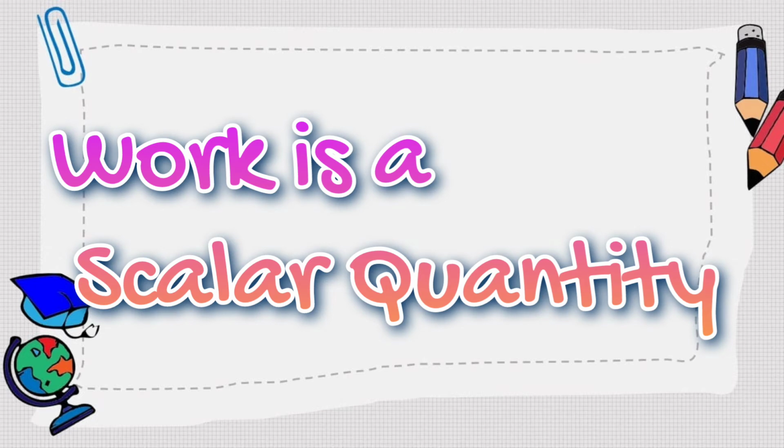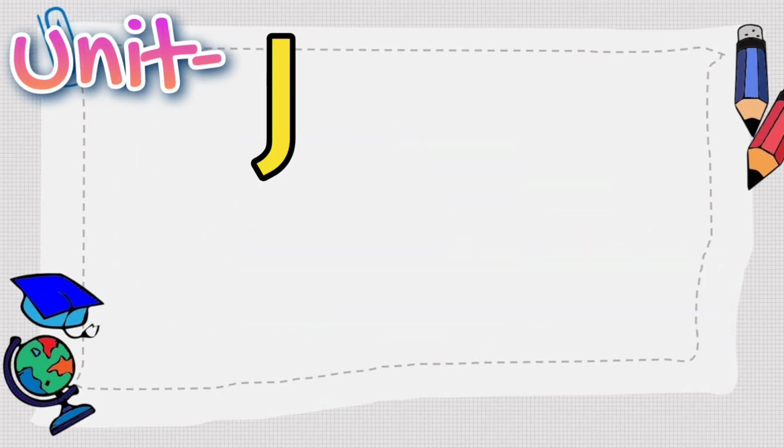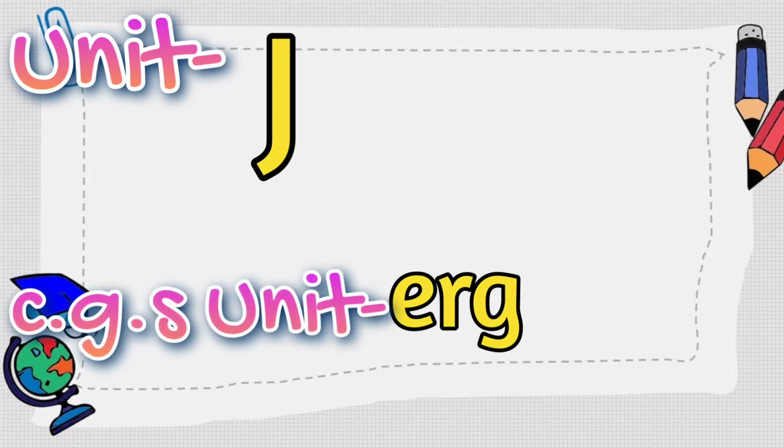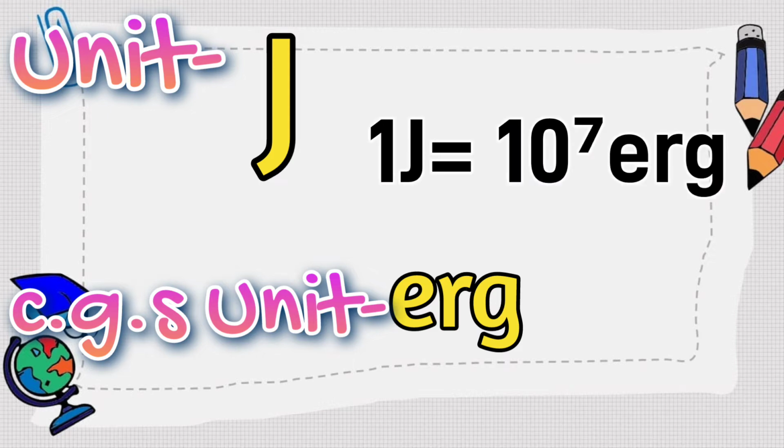Guys, remember work is a scalar quantity. Now let us look at the SI unit of work. The SI unit of work is joule. The CGS unit, which comes in centimeter, gram and seconds pattern, is erg. And always remember that 1 joule is equal to 10 raised to 7 erg.